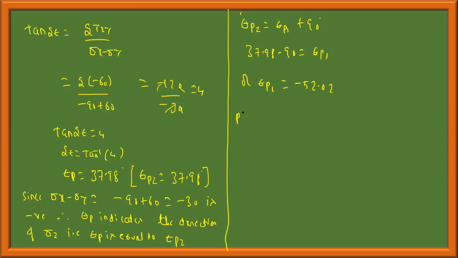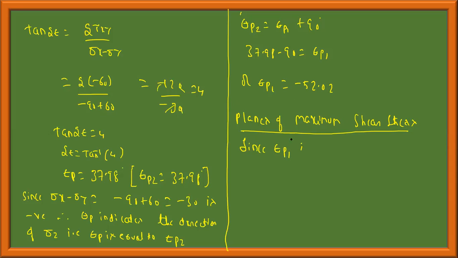Next, planes of maximum shear stress. In this case we do not talk about theta p2, okay, this is theta p2. Since theta p1 is negative, therefore theta s1 is equal to theta p1 plus 45. Therefore theta s1 is equal to minus 52.02 plus 45. What would this be?